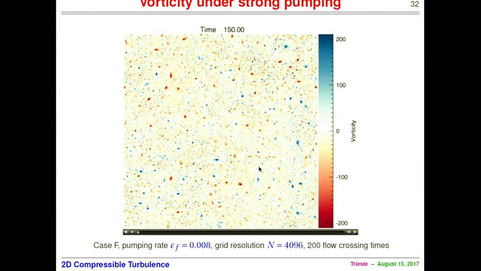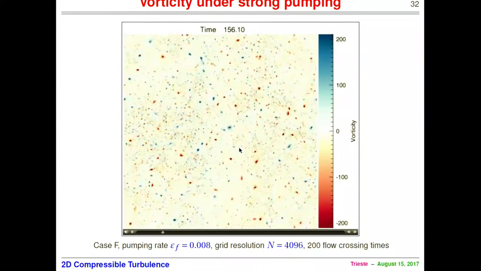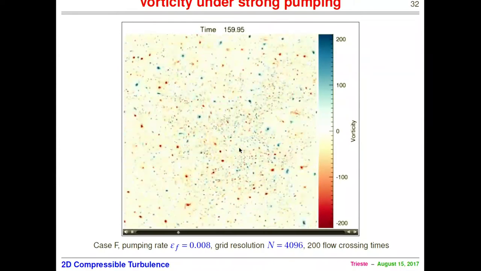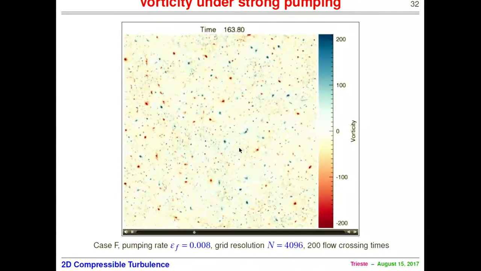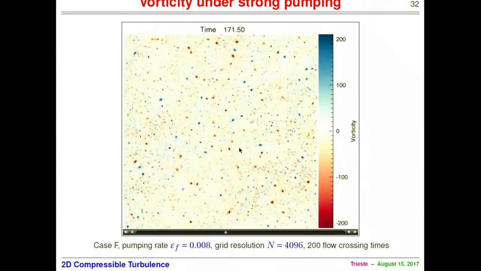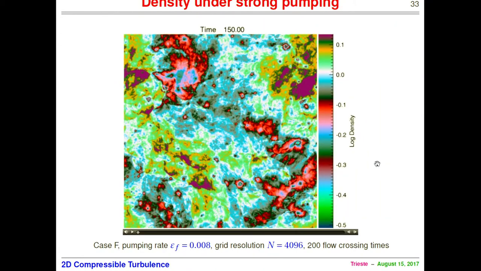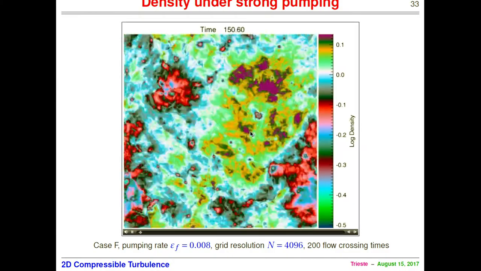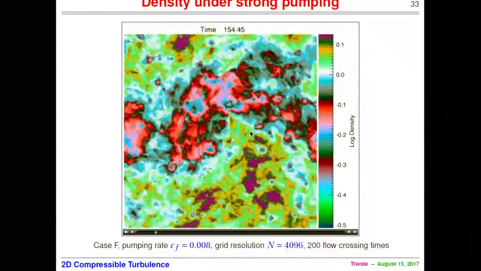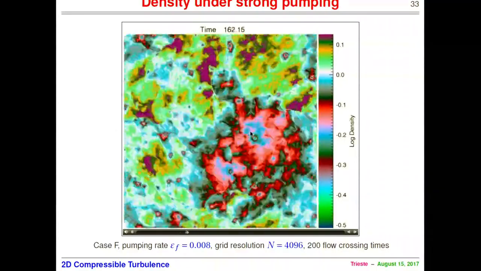Okay, so if we instead do very strong pumping, no condensate forms, and instead we get clusters of vortices, and so that is a difference. With strong pumping, we get stronger shocks, and condensate cannot form because the large-scale vortex dipole would be unstable at this Mach number. So the density field in this case looks pretty messy. You see a combination of vortices and very strong wave activity in this case.